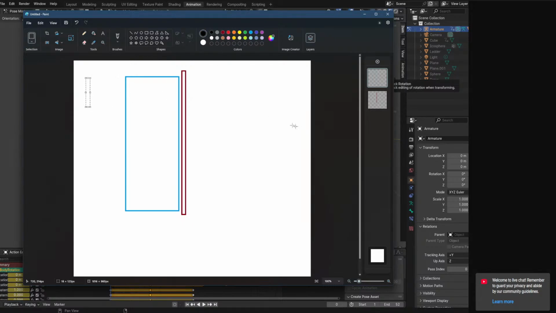So here is a stick figure representing... How do I increase the thickness? I don't know how to do that. Oh, here. Here is a stick figure representing the player character's model.